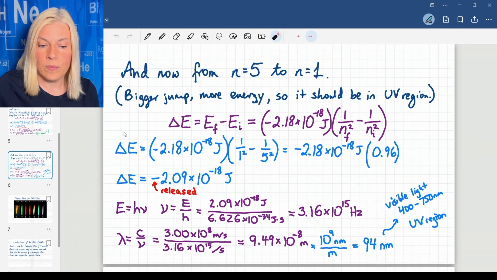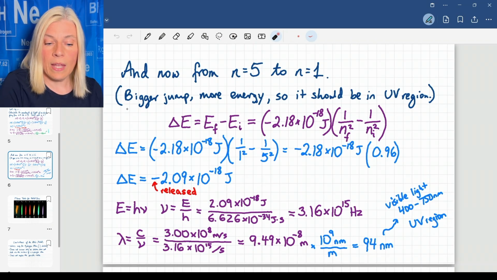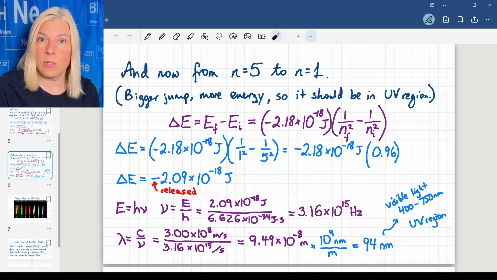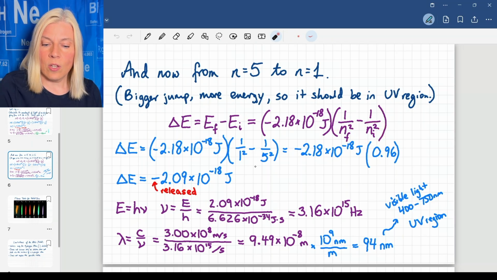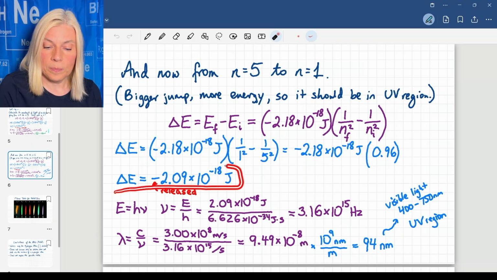Let's do that. What about starting at 5th energy level, 5th orbit, going to 1st? So again, bigger jump should be more energy, right? So it should be in the UV region. Let's actually see if the numbers make sense. So here is our Rydberg equation. We have final is, what's my final? 1st energy layer. What's my initial? I'm starting at 5. So here we have 5 squared, 1 squared. You plug in the numbers, and this is your energy.